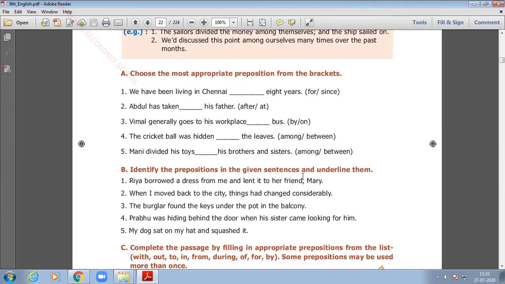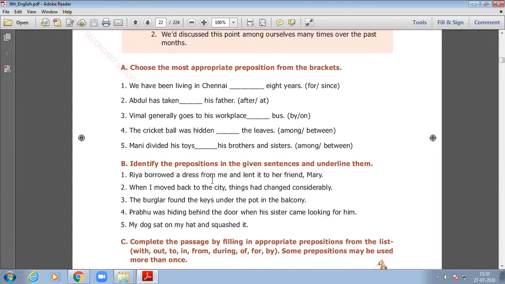Identify the prepositions in the given sentences and underline them. Okay, I'll just do one sentence for you. Ria borrowed a dress from me and lent it to her friend. From whom? From me. To whom? To. Okay, and what is a preposition? It is a word. See, you have two sentences here, just boxes and. Read the sentence before and. Ria borrowed a dress from me.